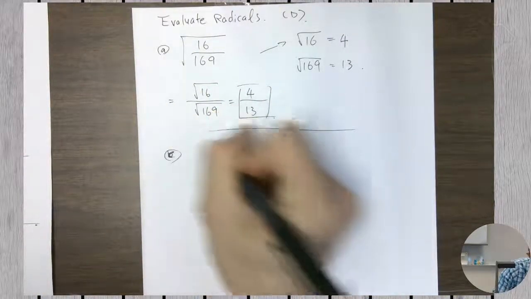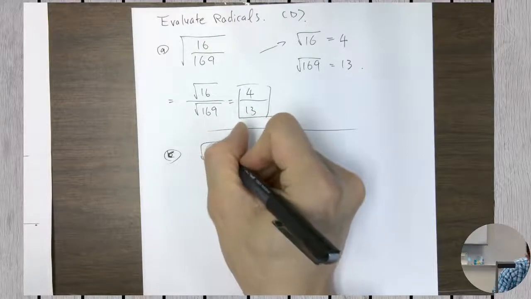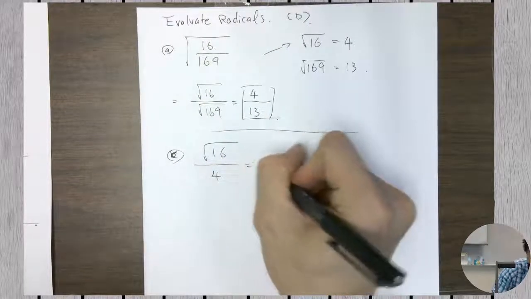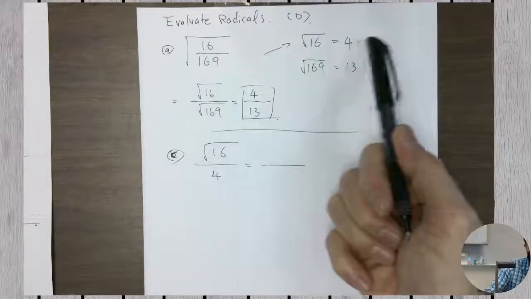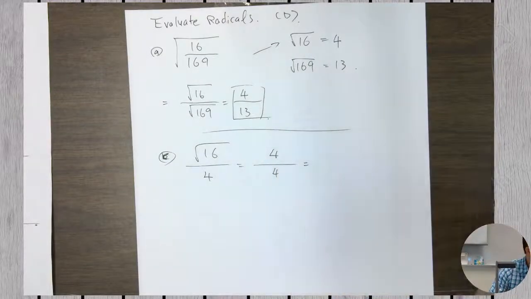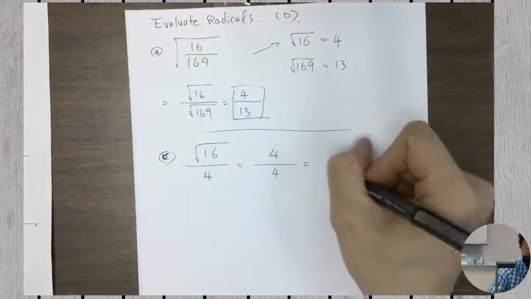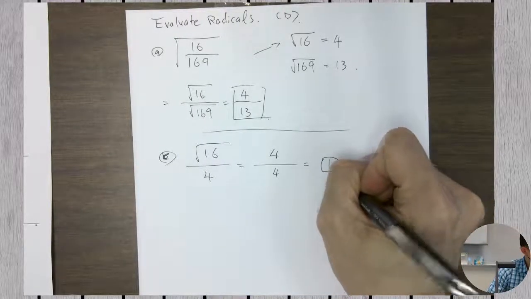I'll skip one. I'll go to C, okay? If you have square root 16 over 4, any guesses? Square root 16, again, we know that it's a 4. And 4 over 4 is 1. You know your fractions?